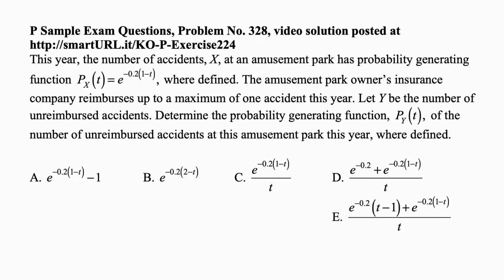Here's the problem for today for exam P on probability. This year, the number of accidents X at an amusement park has probability generating function P_X(t) equal to e to the minus 0.2 times (1 minus t) were defined. The amusement park owner's insurance company reimburses up to a maximum of one accident this year. Let Y be the number of unreimbursed accidents. Determine the probability generating function P_Y(t) of the number of unreimbursed accidents at this amusement park this year were defined.